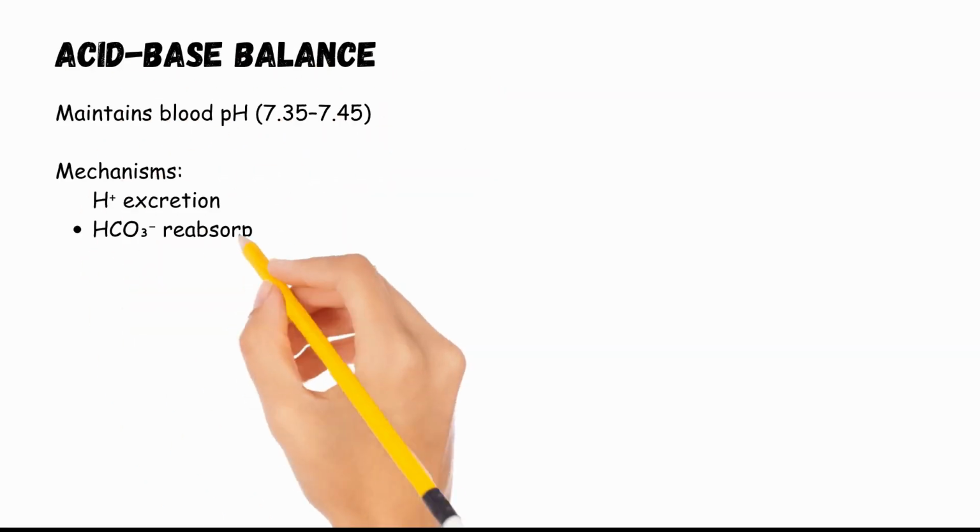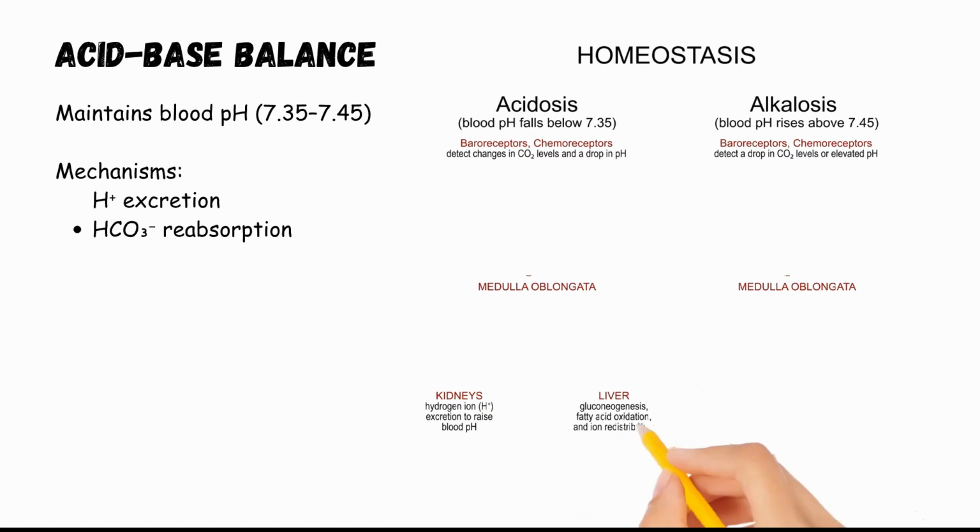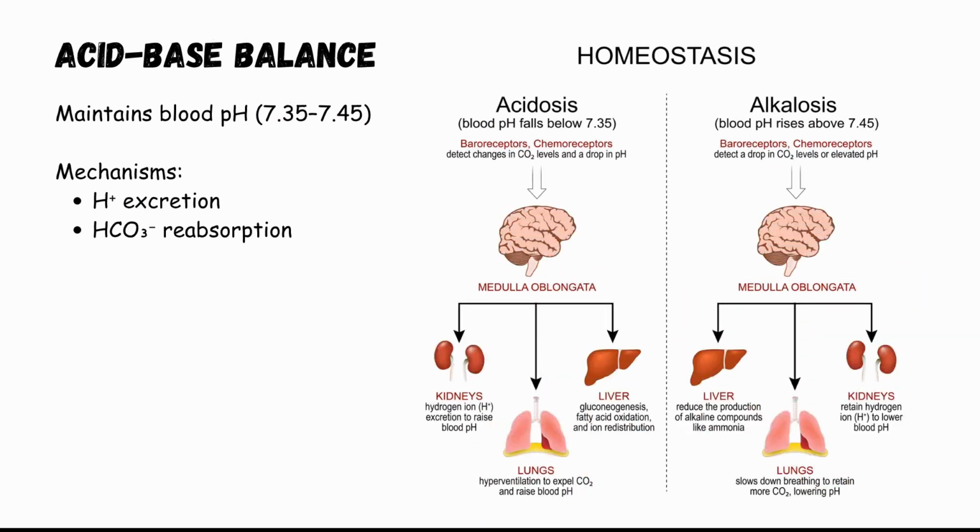The kidneys maintain blood pH within a narrow range of 7.35 to 7.45. They do this by excreting hydrogen ions, H+, and reabsorbing bicarbonate, HCO3-. This balance is essential because even small changes in pH can disrupt enzyme function and metabolism.